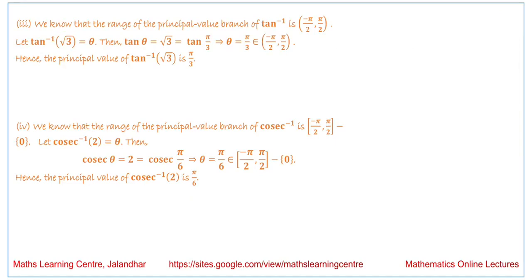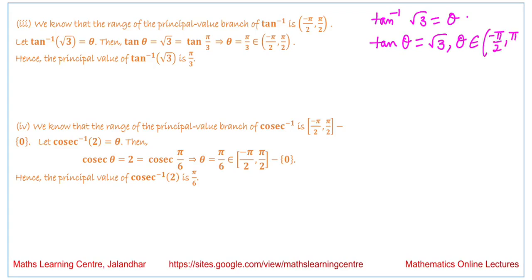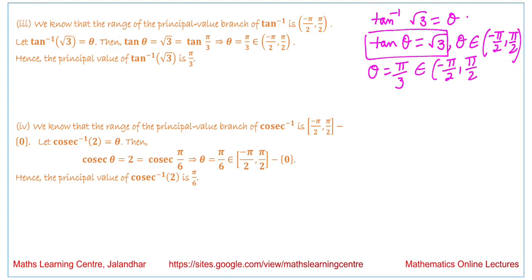Next is the function tan inverse of square root 3. So we are saying that tan inverse of square root 3 is equal to theta. We are interested in those values of theta for which tan theta is equal to root 3, and theta should belong to the open interval minus pi by 2 to pi by 2. We know that tan theta will be root 3 for the angle pi by 3. So we get that theta is equal to pi by 3, and it belongs to the interval minus pi by 2 to pi by 2.